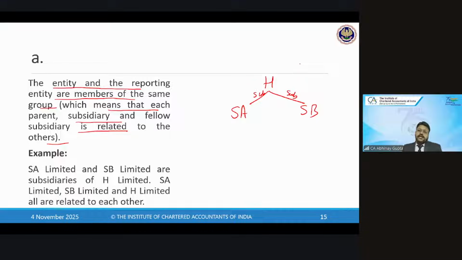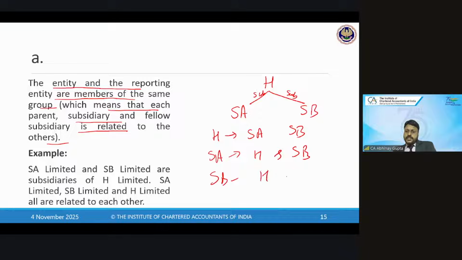Now, what do you think? For H, SA and SB are related? Yes, sir. For SA, H and SB both are related? Yes, sir. For SB, H and SA are related? Yes, sir. So for H, SA and SB are related. For SA, H and SB are related. And for SB, H and SA are related. Are these correct?